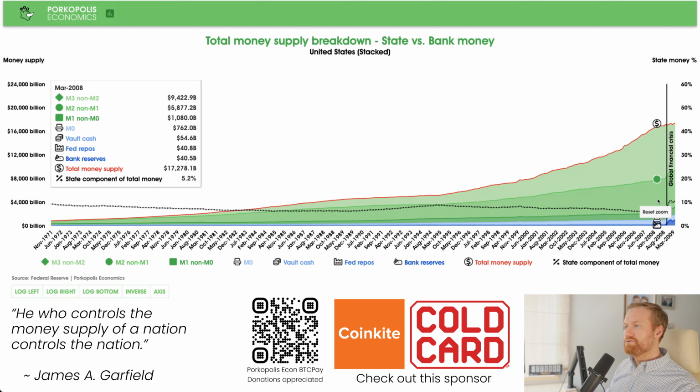March 2008. Total money supply, $17.3 trillion. The state money component, quite small, 5.2%. Now, I happen to think that's a very good thing.